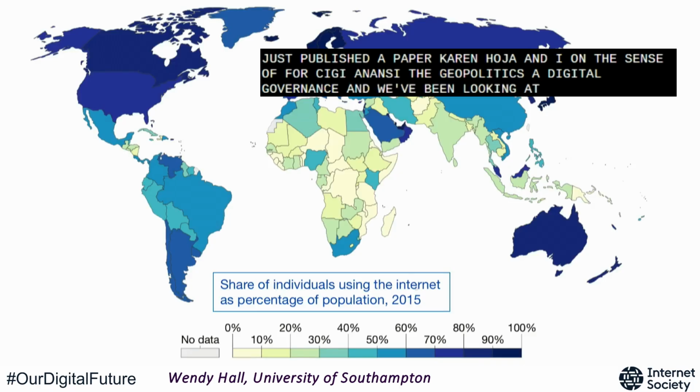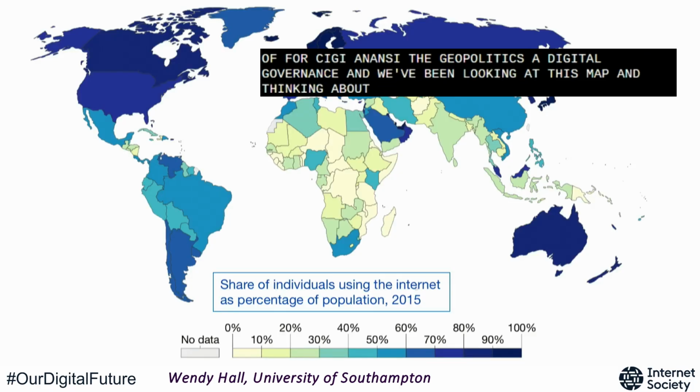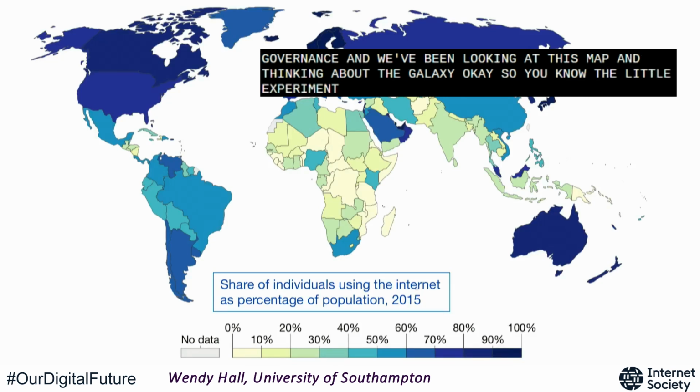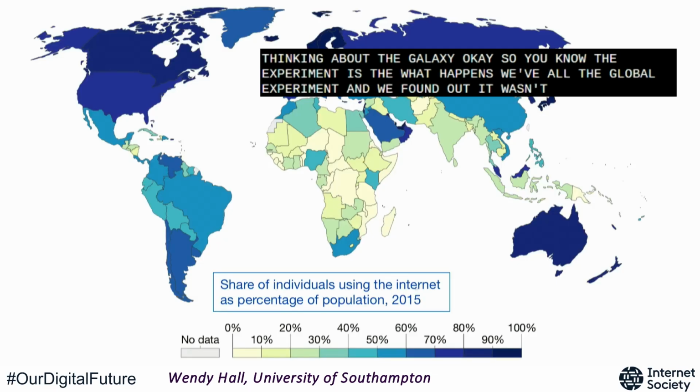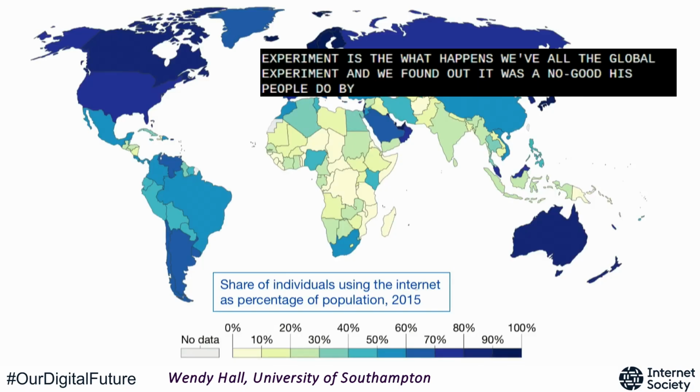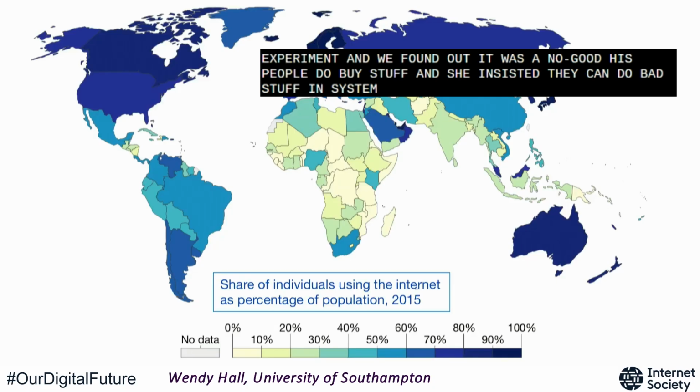And we've been looking at this map and thinking about, have you read Hitchhiker's Guide to the Galaxy? Yeah. Okay, so you know then that actually we're all an experiment run by the white mice. So my theory is the white mice decided we wanted an open free internet and a web on it, and we'll see what happened. We've run a global experiment and we found out it wasn't all good because people do bad stuff. And if you give them an open system, they can do bad stuff on an open system. So the white mice are running 3 more experiments now.